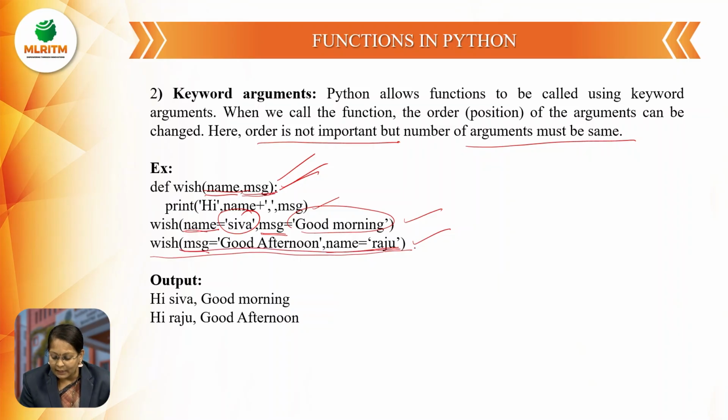But in this line, first we are passing the value to message, then only we are passing the value to name. So here we will not get any error. Why? Because in keyword arguments, the order is not important, but the number of arguments must be the same. Here also two arguments, in this also two arguments, and we are using the keyword, that's why it will not give an error. It will display the message, hi Shiva, good morning, hi Raju, good afternoon.